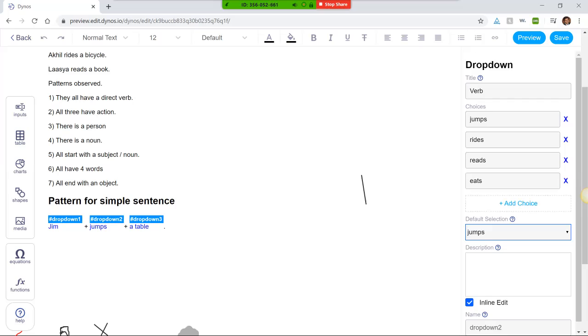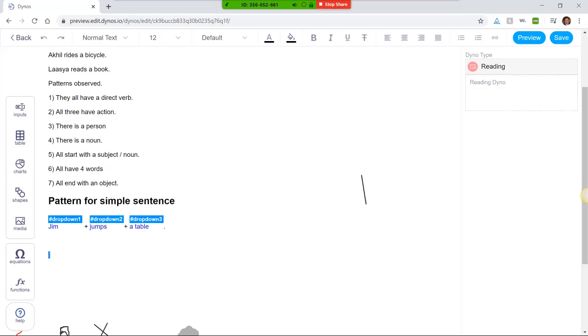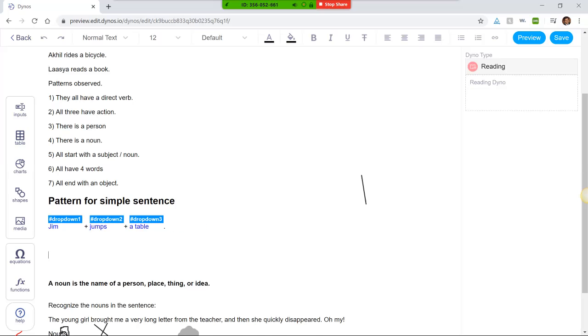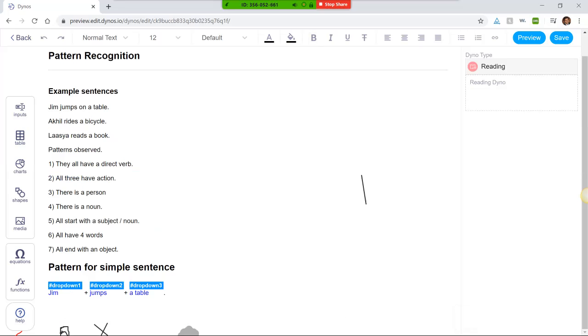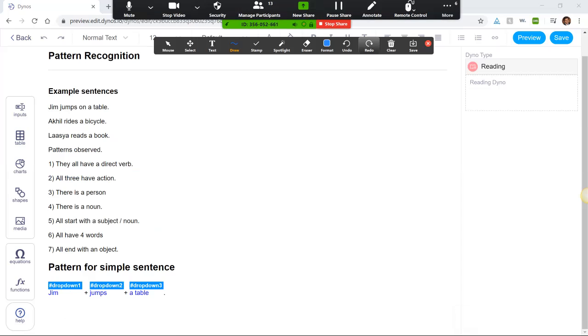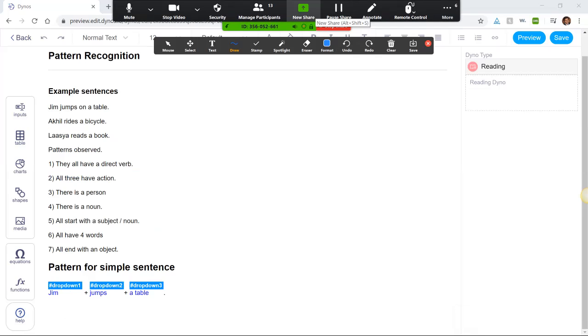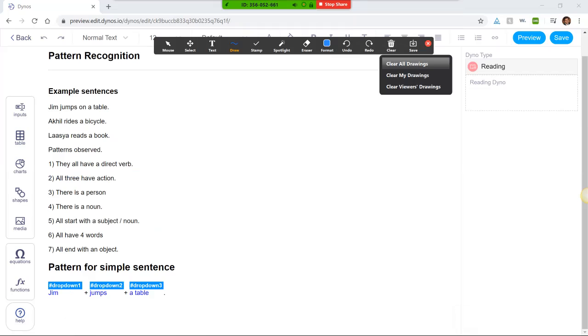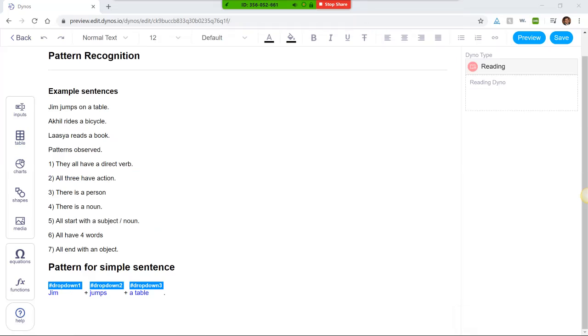Do you all have any more examples that you want to try? Do you want to do a science example? Somebody's talking about periodic table. Who likes to draw on my board here? Annotate, clear. Okay, so clear all my drawings. Okay, so do you want to do periodic table?